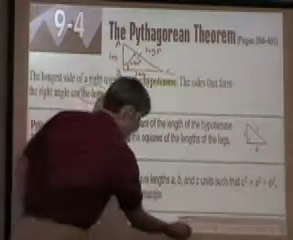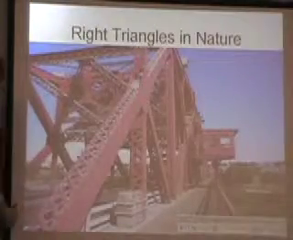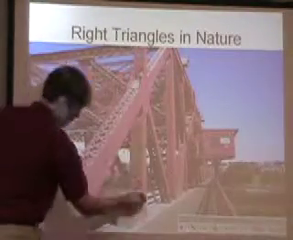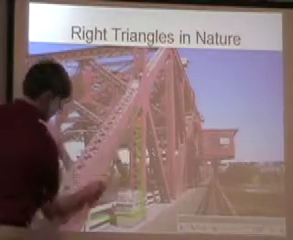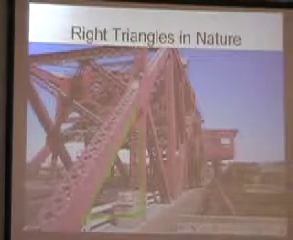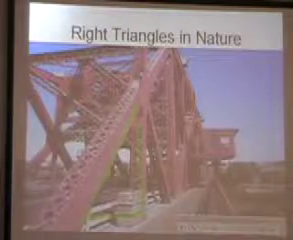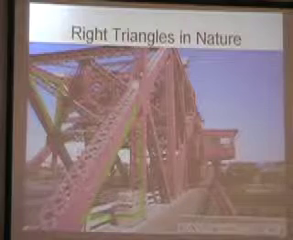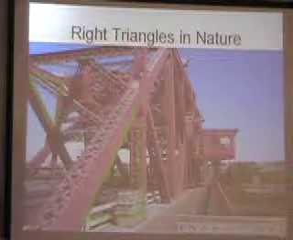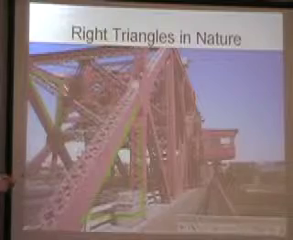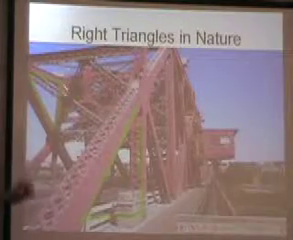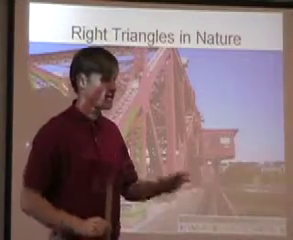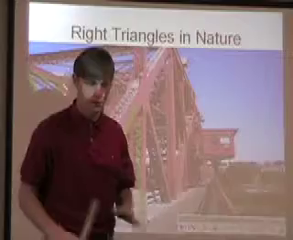Now, let's look at some right triangles in nature. Right here, on this bridge, this is a right triangle. Okay? That bridge builder needed to know the Pythagorean Theorem to build that bridge. Okay? This right here is a right triangle, etc. Okay? So the Pythagorean Theorem, which is the formula we're about to use, listen to this now, can only be used on right triangles. If it's not a right triangle, you can't use it. Did you hear that? Okay.